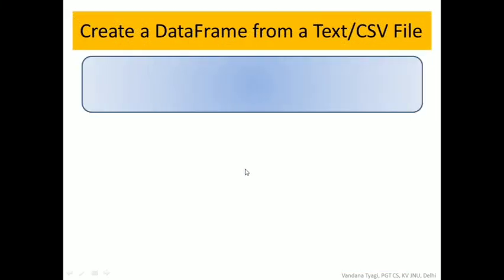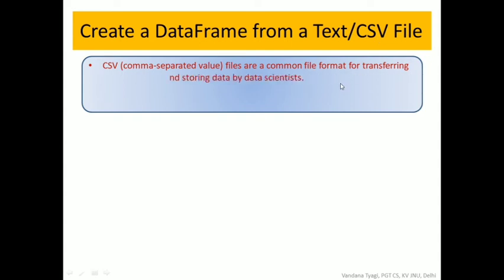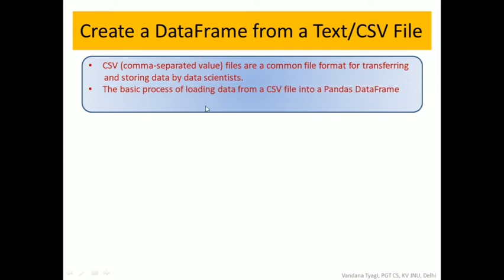Now, creating a data frame from a text or CSV file. CSV stands for comma separated value files, and this is a very common file format when we are transferring or storing data online. It is basically used by data scientists as these files take less space on a drive. The basic process of loading data from a CSV file into a Pandas data frame is with the help of a function, read_csv.